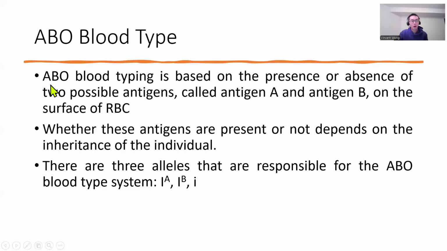So, what determines whether you're A, B, AB, or O? It has to do with the presence or absence of antigen A and antigen B on the surface of the red cell. These antigens are basically proteins, okay? And if it's a protein, then you would have a gene for them. Right? So there are three alleles that are responsible for the ABO blood group. We have IA, IB, and little i.